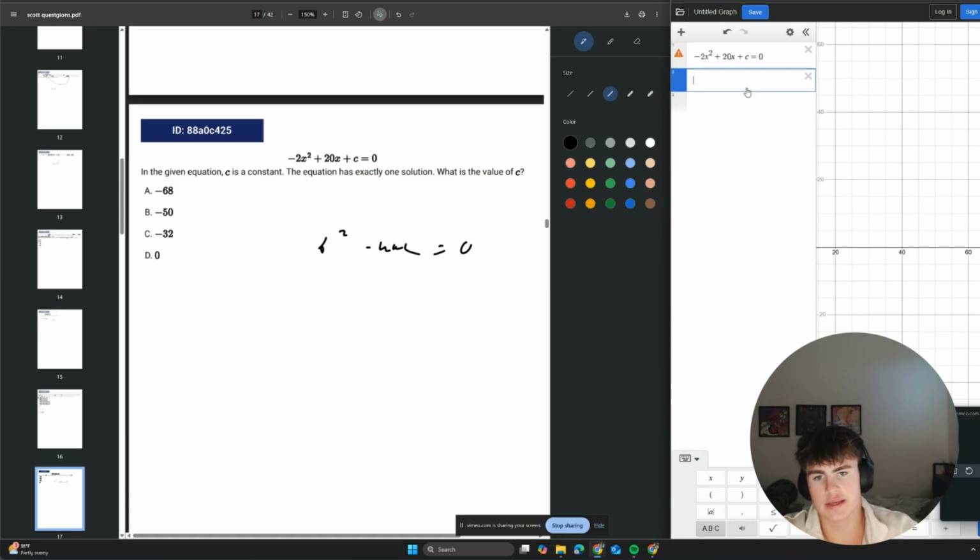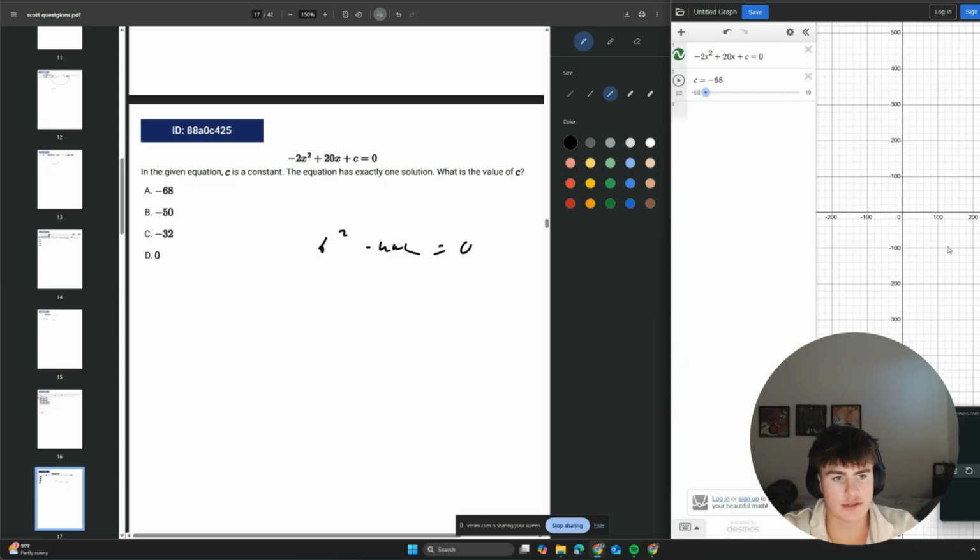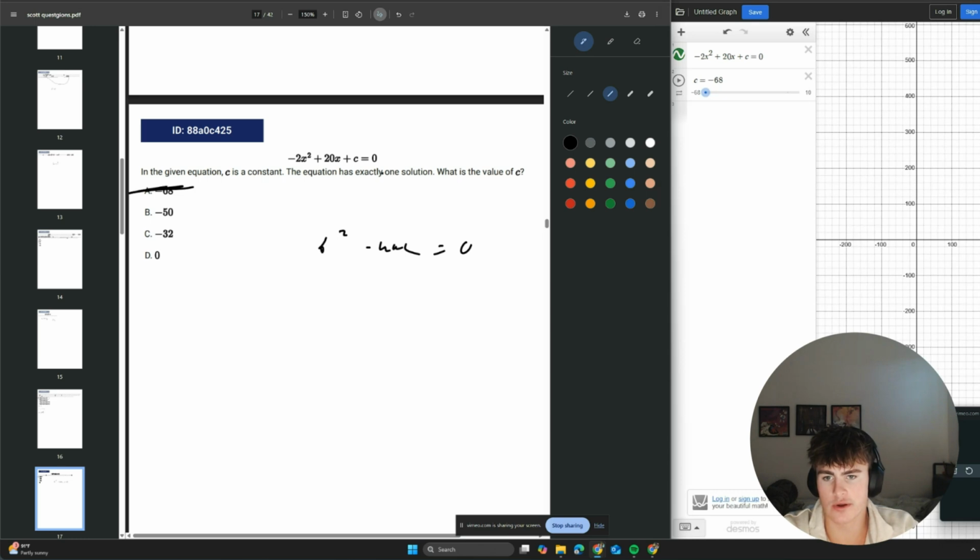Alright, so I'm going to add a slider for c. And it tells me there's one solution. So I'm going to plug the answer choices in and see which graph only has one solution. So let's go with negative 68. As you can see, there's no solution there. So wrong, you're looking for 1.